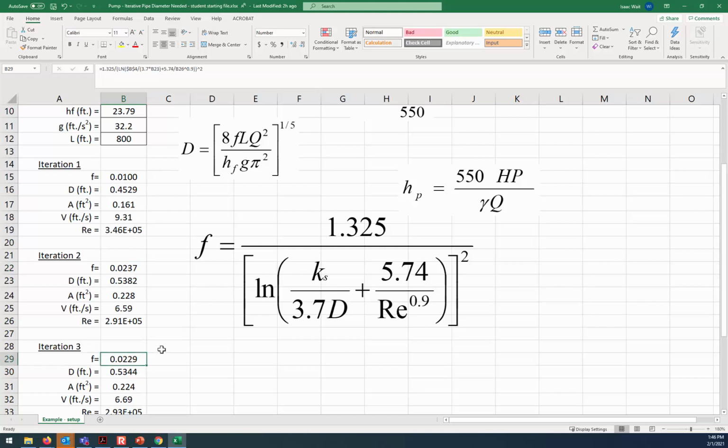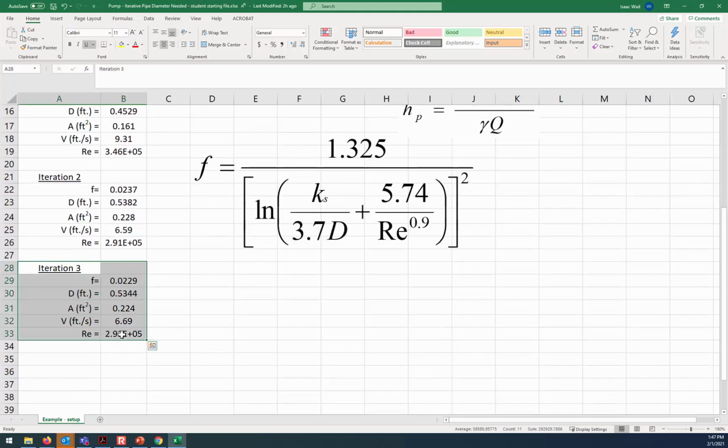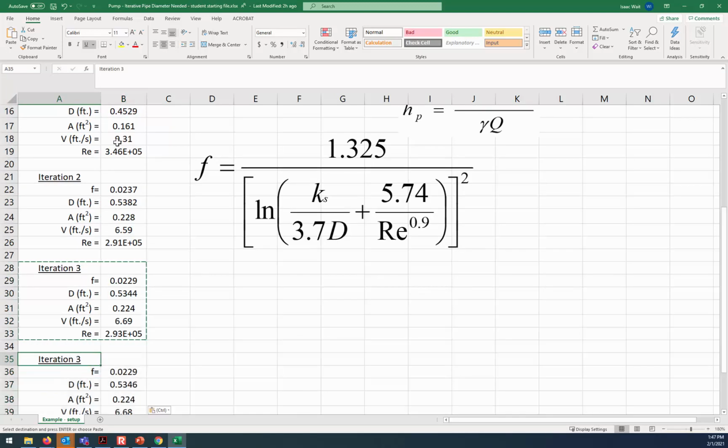Now it's 0.0229. So it still changed a little bit. And so did the diameter. The diameter changed a little, not a lot. So let me do a fourth iteration. These subsequent iterations are so easy, I don't mind doing them. So here's iteration 4. The F value is stabilized, 0.0229. The diameter is more or less stabilized, 0.034.